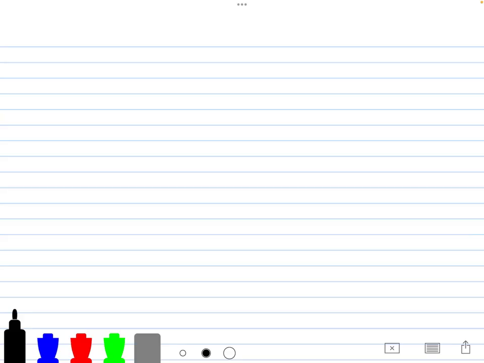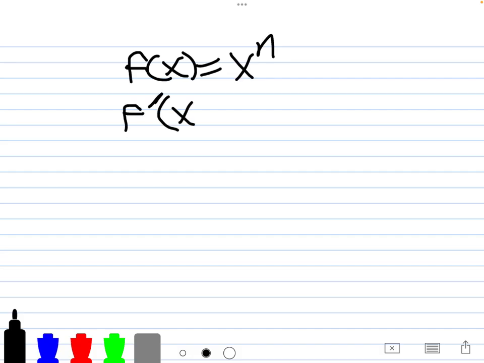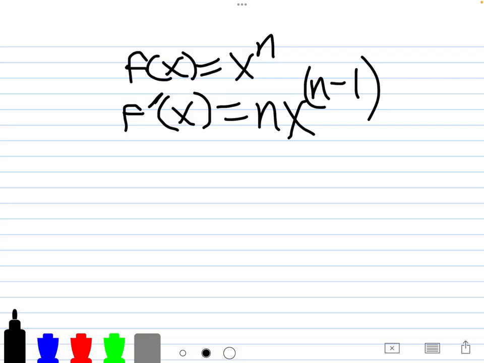The power rule states that given a function f of x equal to x to the power of n, the derivative of that function is equal to n times x raised to the power of n minus 1. And the way we can prove this is by using a limit statement.